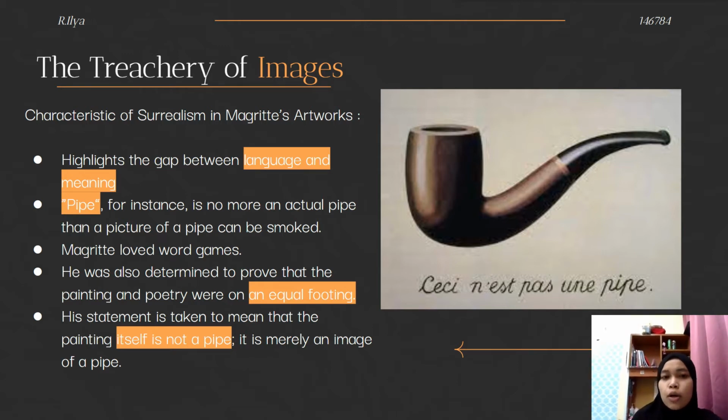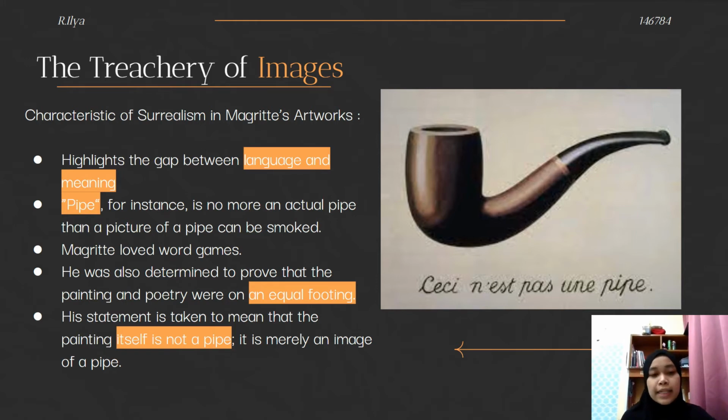And René Magritte also loved word games. He was also determined to prove that painting and poetry were on an equal footing. His statement is taken to mean that the painting itself is not a pipe. It is merely an image of a pipe.